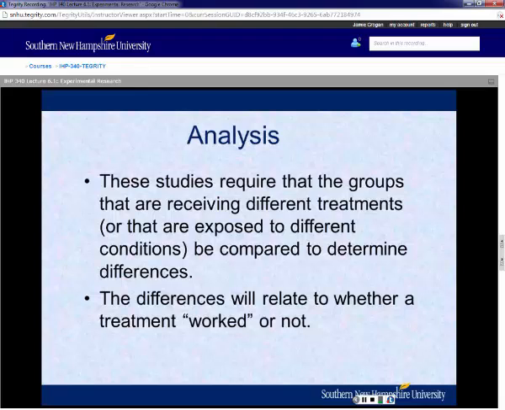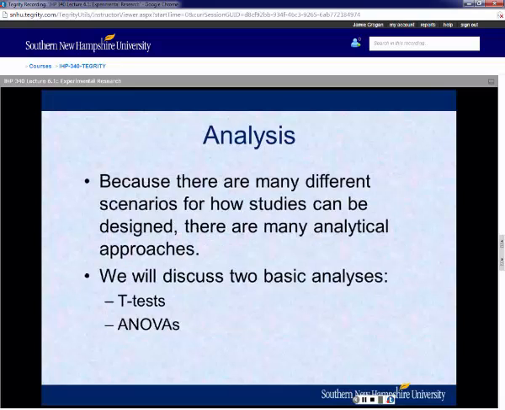So then when all is said and done, these studies will require that groups are being compared to each other. And these are groups that have received different treatments, or they're exposed to a different condition. And so if you want to answer the question, did this intervention work, you're going to compare the group that got the intervention to the group that did not get the intervention. And that's how you tell if the intervention actually did anything.